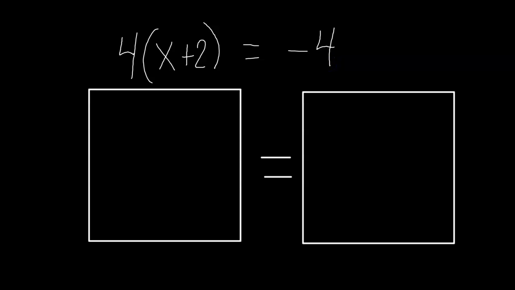All right, your next problem. I have 4 groups of x plus 2 is equal to negative 4. So again, I have 4 groups of x plus 2. So there's one group. 2 groups. 3 groups. And 4 groups. And that's equal to negative 4.